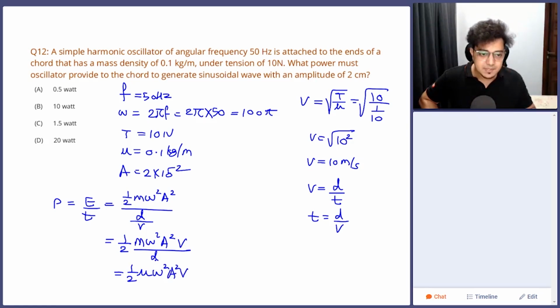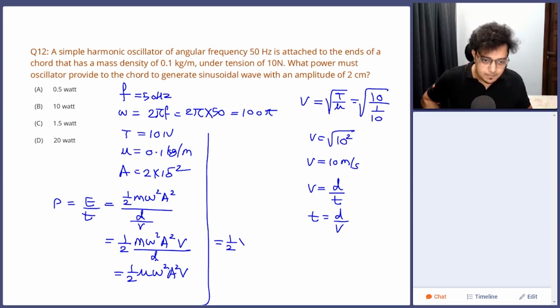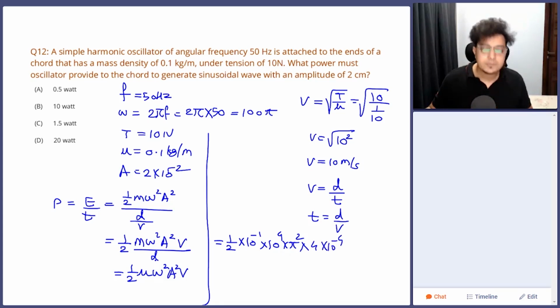And now we just have to substitute the value. Half as it is. Now it's a pure substitution question. Half, mu value is given to you. Linear mass density is given 10 raised to minus 1. Omega square: omega value is already ready, 100 pi, so square will be 10 raised to 4 into pi square. Then we have amplitude square. Amplitude itself is 2 into 10 to power minus 2, square will be 4 into 10 to power minus 4. Then we have v, speed of the wave, that is also 10.